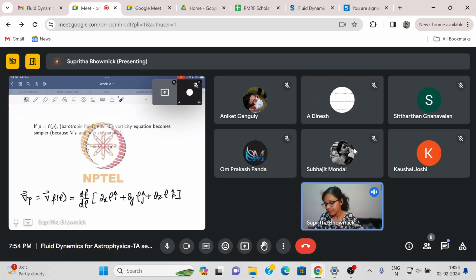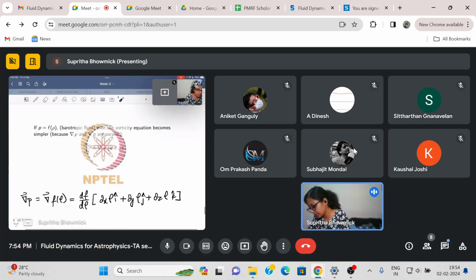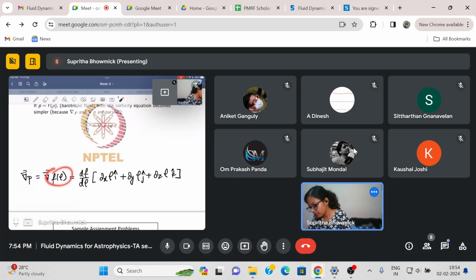As I was saying, that's simply because the gradient of p and the gradient of rho would be parallel to each other. Why is that? Because the gradient of p, which is now a function of rho, will be written as dp/d rho times the gradient of rho. So it's just some factor times the vector grad rho. So of course, grad p and grad rho are parallel to each other. These two vectors are related by just the scale of this factor.